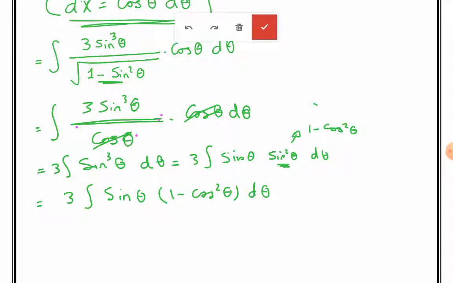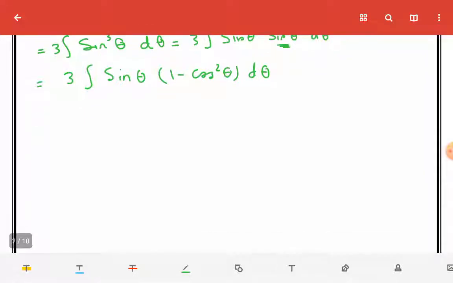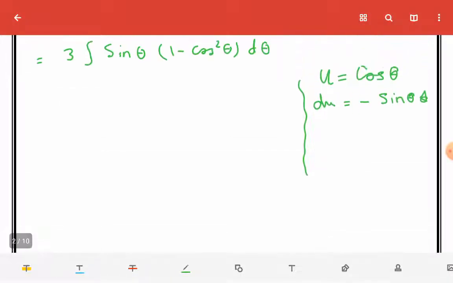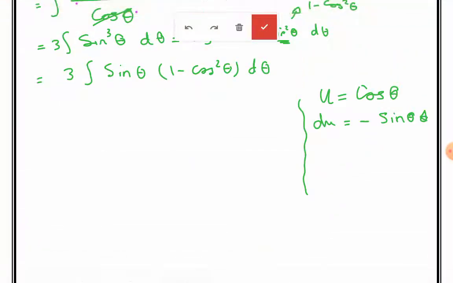Okay, and then use the substitution method. What is the substitution method? Yes, we know now. All of you know the substitution method now. We will let u, or any variable, stand for cosine theta, and the derivative is negative sine theta d theta. Okay, this is the derivative, which is du equals negative sine theta d theta.